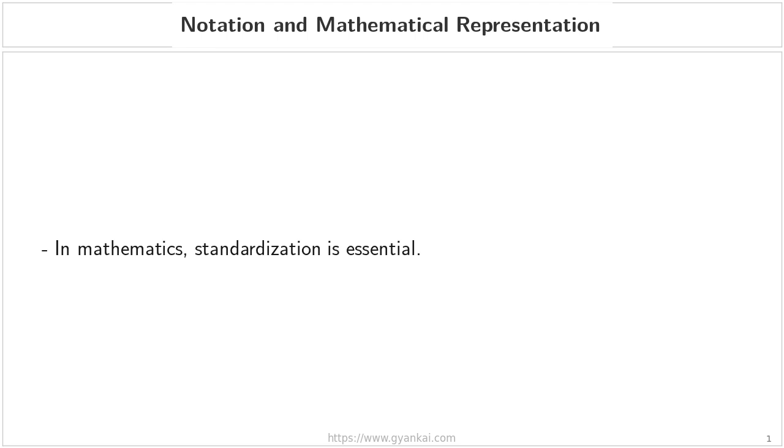Welcome, everyone. Before we dive into the mechanics of sequences, let's take a moment to look at our first slide, titled Notation and Mathematical Representation. Now, you might wonder why we spend time talking about symbols before we even start calculating. Well, in mathematics, standardization is absolutely essential. Think of it like a universal language. Without shared rules, math would be chaotic.